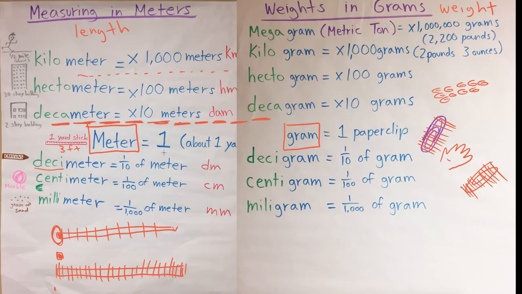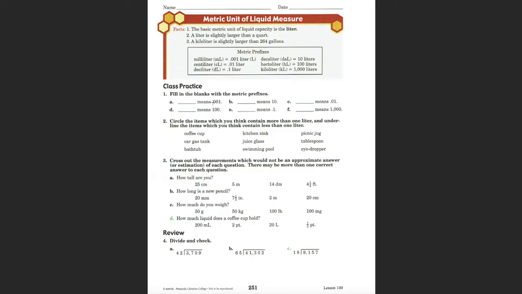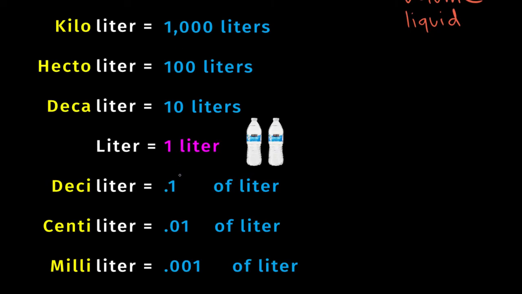All right. So before we would use fractions to show the deci, centi, milli, but instead of using fractions, we could also use decimals, right? So 0.1 is just another way for me to say, let's change colors here, another way for me to say 1/10. All right, so 0.1 or 1/10 of a liter.